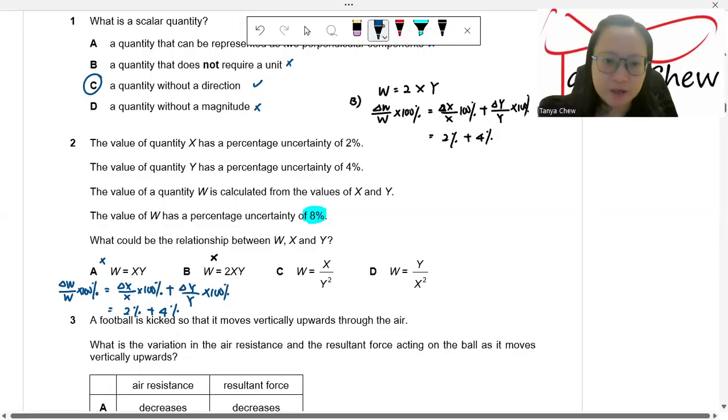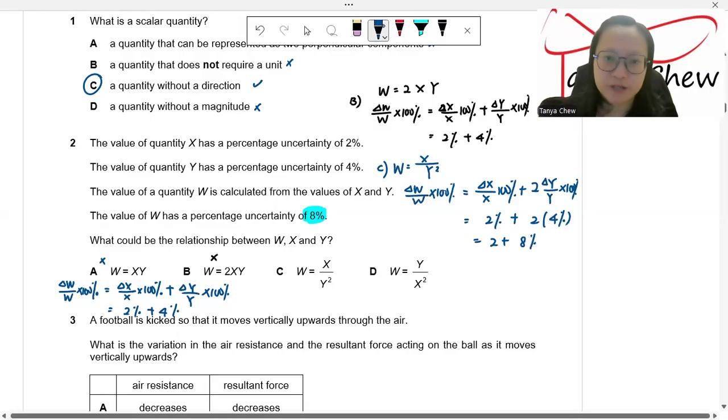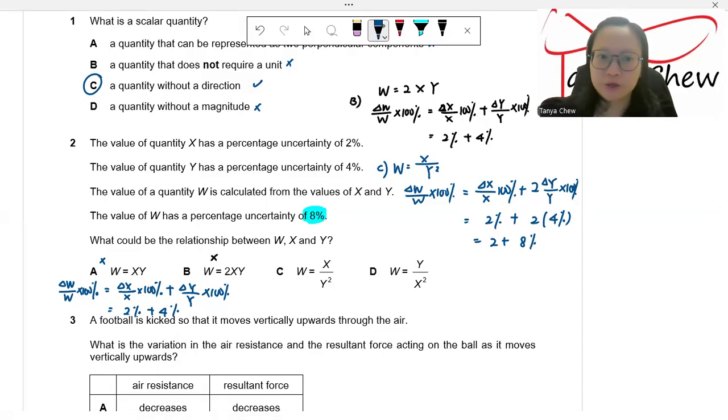What about C? Let me do C. I am going to do C right here. W is equal to X over Y squared. Now, this is a power factor. So that is why delta W over W times 100%, the percentage uncertainty of W, is equal to the percentage uncertainty of X. Since this is a power factor, you just times the power to the fractional uncertainty of Y, and then you times 100%. Now, let me see. X is 2%, and then Y is 4%, 2 times 4. So 2 plus 8%. That is supposed to give you 10% for C, but the percentage uncertainty of W is only 8%. C cannot be the answer.